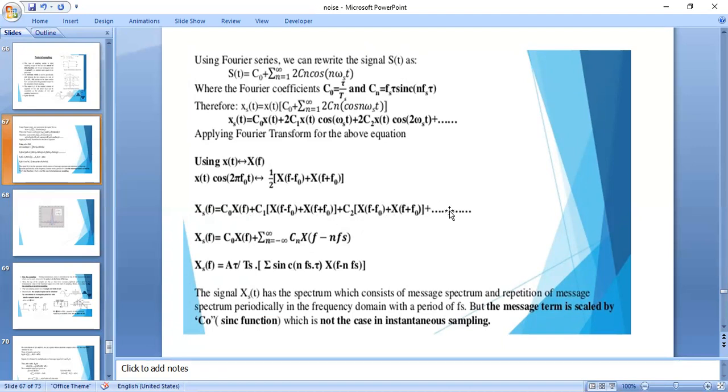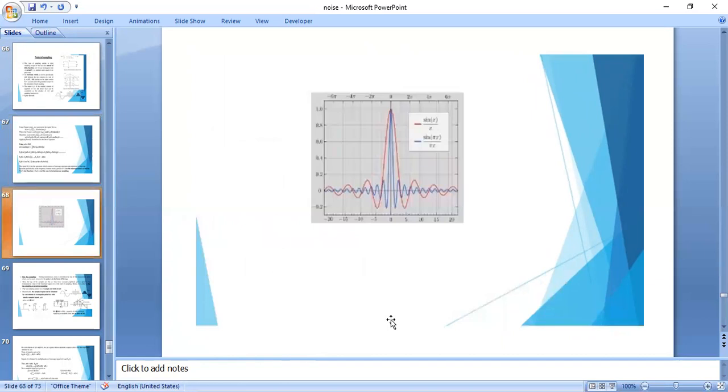Here you may observe that the frequency spectrum is a function of a sinc function. The message term is scaled by the sinc function, which is not the case in instantaneous sampling. That is the drawback of natural sampling. So the spectrum looks like this.